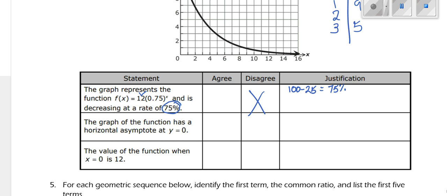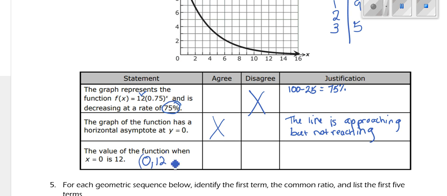The graph of the function has a horizontal asymptote at y equals 0. I agree. The line is approaching but not reaching. The value of the function when x equals 0 is 12. That would be my y-intercept, 0, 12. Okay, so I agree. It's the initial value.